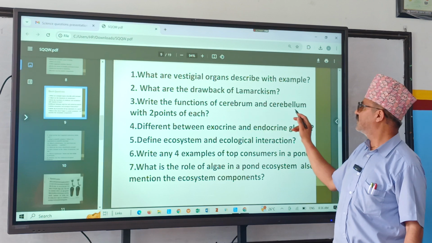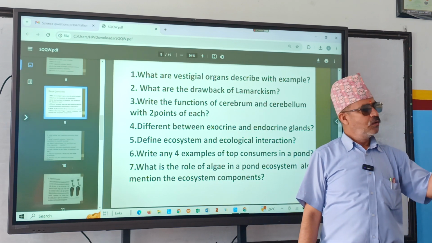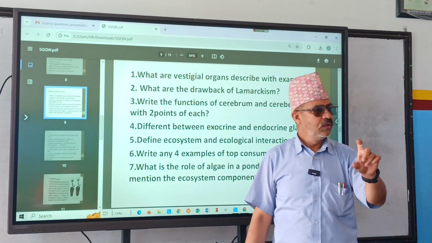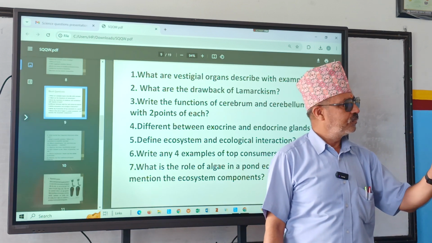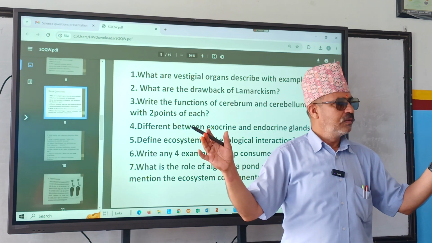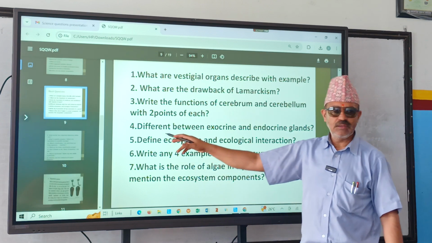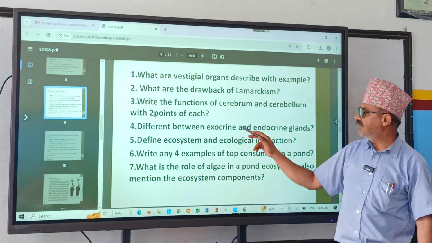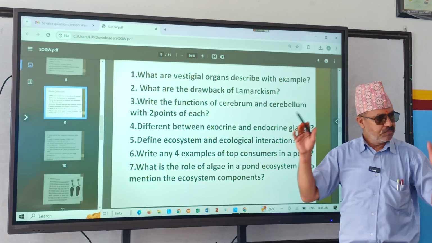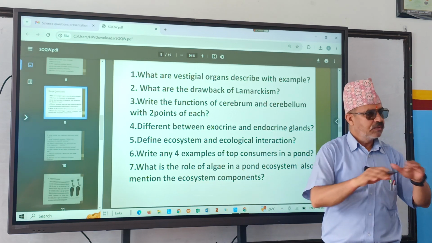Functions of cerebrum and cerebellum with 2 points of each. We don't need to write 2 points. Only 1 point. One function of cerebrum, one function of cerebellum. If you write two functions, it becomes heavier. Right? Question number 4. Differentiate between exocrine and endocrine glands. Make a table. On the left-hand side one gland, on the other side the next gland, but on the same side.